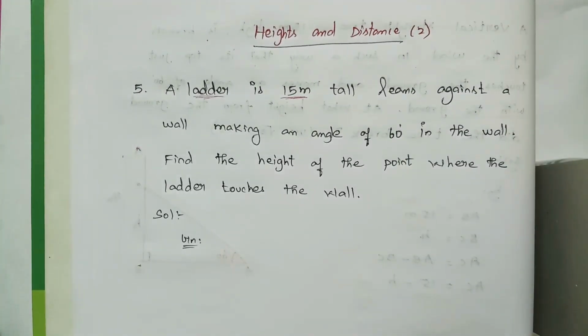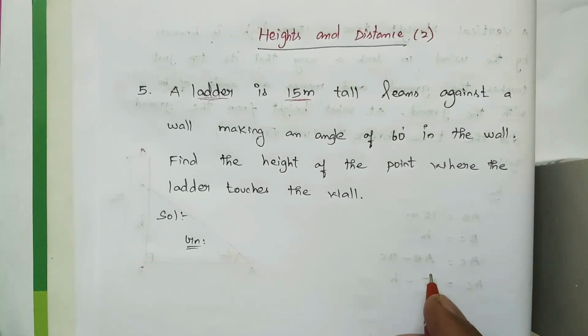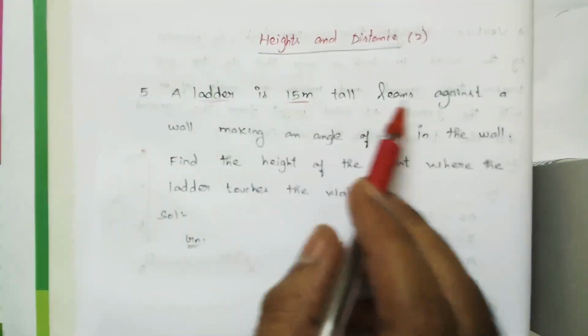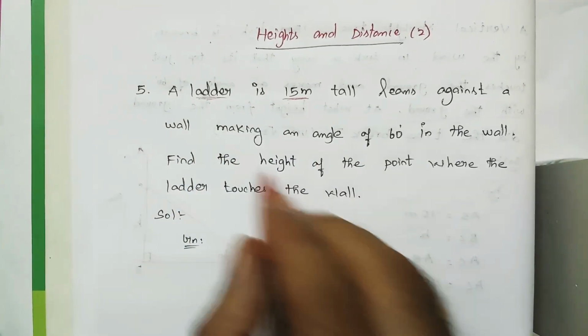So first I told you that in this chapter, by reading the question we have to picturize. If you have drawn the diagram correctly, then it will be very easy to find whatever they are asking, right? So first we will draw the diagram for this question. A ladder is 15-meter tall, leans against a wall, making an angle of 60 degrees.